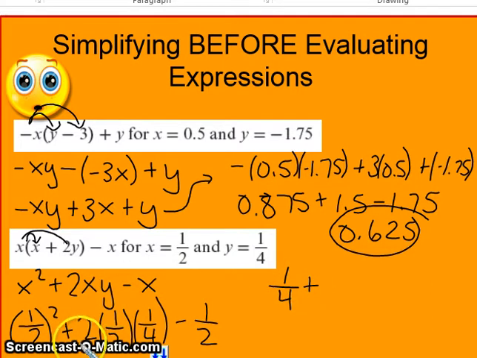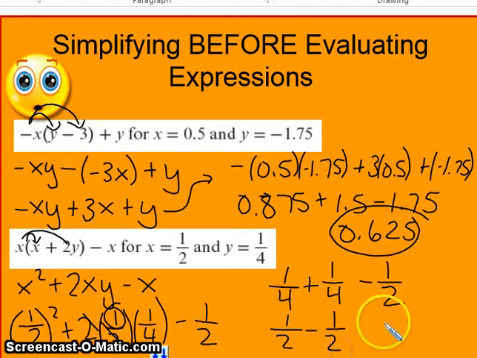Next, I'll do my multiplication, so I have 2 times 1/2. My 2's cancel here, and I'm just left with 1. And 1 times 1/4 is 1/4. And then I have my minus 1/2 on the end there. Now when I add and subtract left to right, I have 1/4 plus 1/4, which is 1/2, minus 1/2. And when I subtract 1/2 from 1/2, my answer is 0.